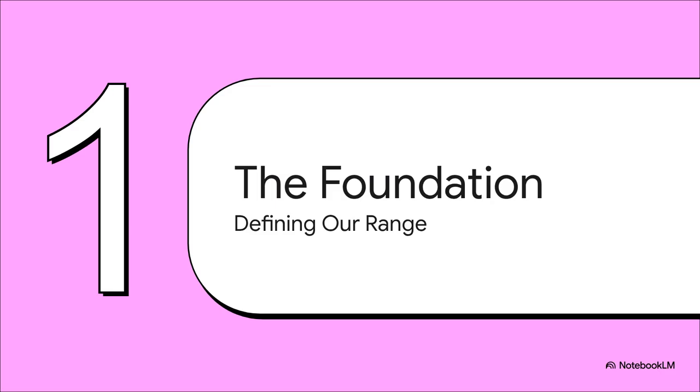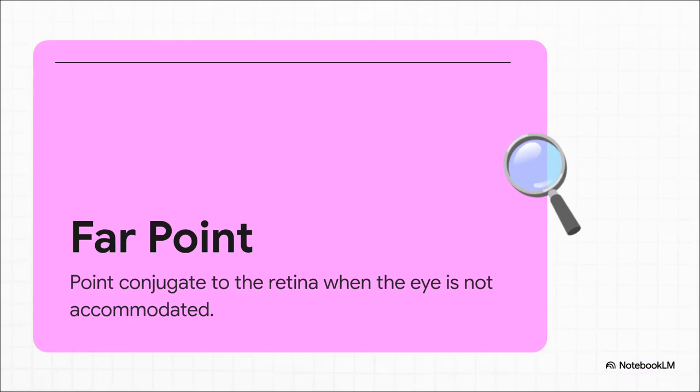Section 1, the foundation, defining our range. Before we can treat a patient, we really have to understand how the healthy eye focuses in optical space. Okay, so as a baseline, the far point is the point in optical space that's conjugate to the retina when the eye is completely at rest. Biologically, what does this mean? It means the ciliary muscle is totally relaxed, the zonules are pulled tight, and the crystalline lens is at its absolute flattest. I like to think of the far point as the eye in a coma, just absolute baseline resting state with zero accommodative effort. Literally, this is the absolute outer limit of the patient's clear vision.